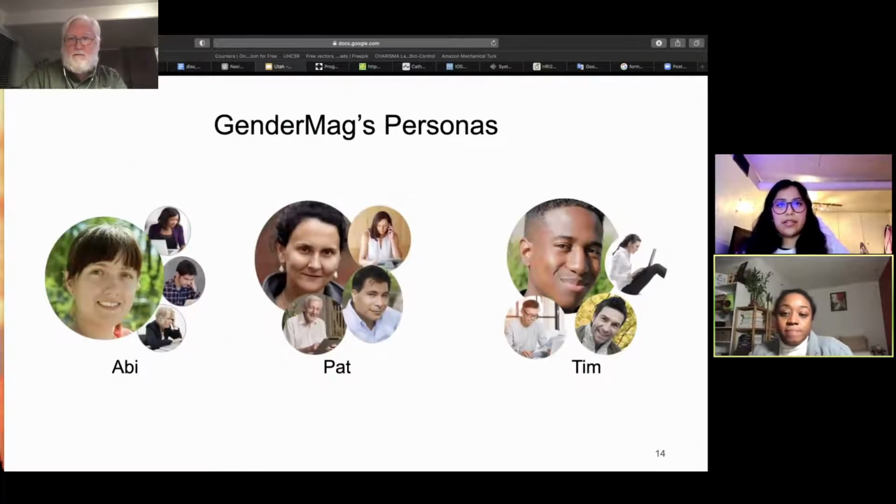So these are the personas. Once again, we have Abby, Pat, and Tim. And these 3 personas lie along a spectrum that's defined by their facet values. And so Abby and Tim are the 2 extreme ends of the spectrum, where Pat is in the middle. And so what are these facets? Next, please.